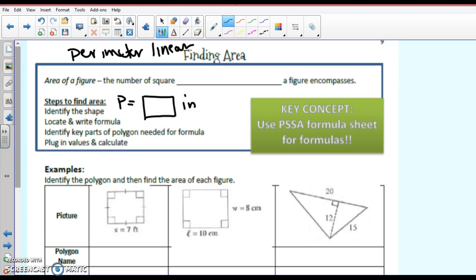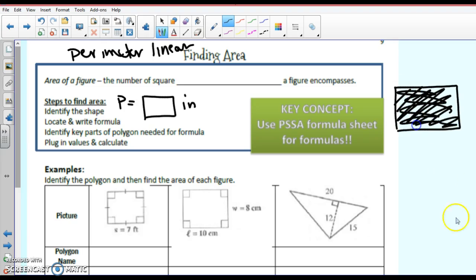Now, if I'm looking for the area of a shape, the area of a shape is this part. The area is the number of square units. So when I measure perimeter, an inch looks like this. That's what an inch looks like. A square inch, which is what we do for area, looks like this. It's an inch by an inch. This is a square inch.